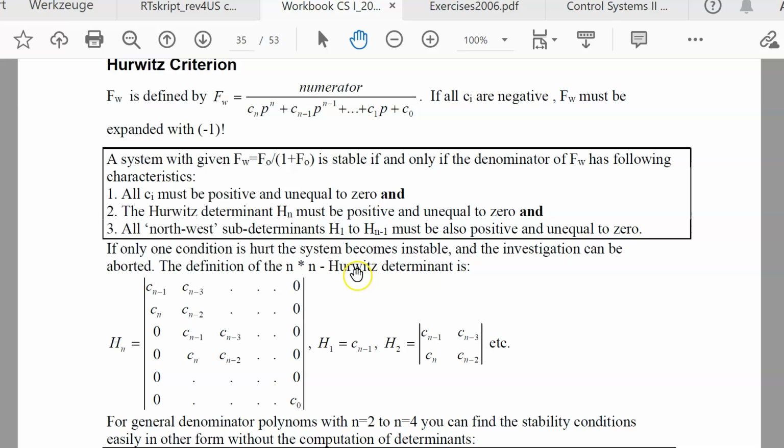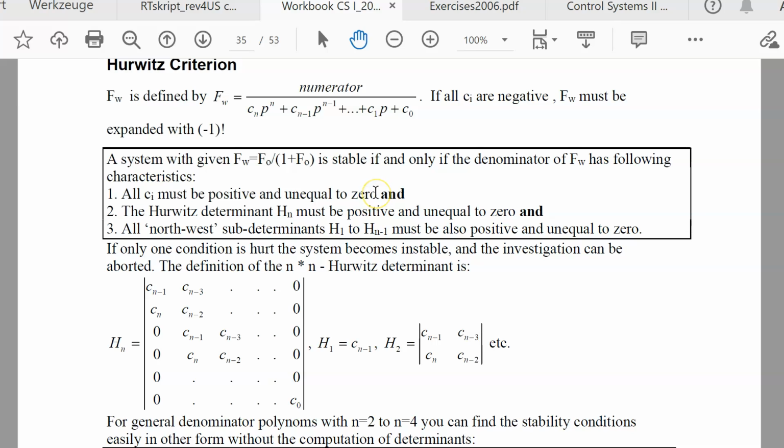Now look at this box. The Hurwitz criterion postulates 3 sub-criteria. The first criterion is very simple and very helpful. If you know this, then sometimes you can exactly check stability with one view on the coefficients of the denominator. A system with given closed loop transfer function is stable if and only if the denominator has the following characteristics. 1. All coefficients must be positive and unequal to 0.